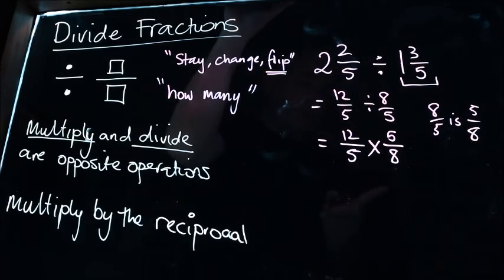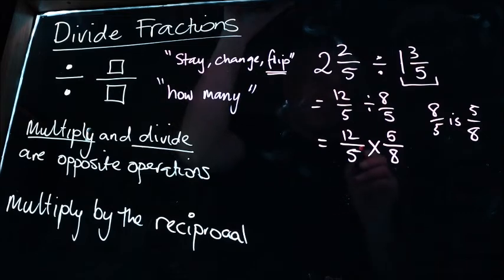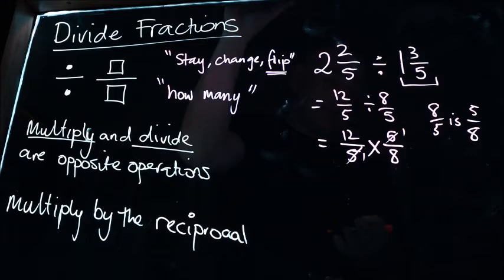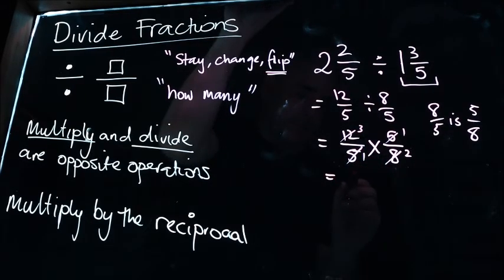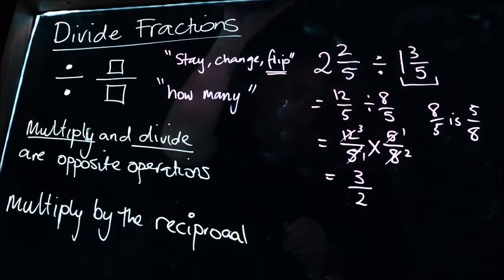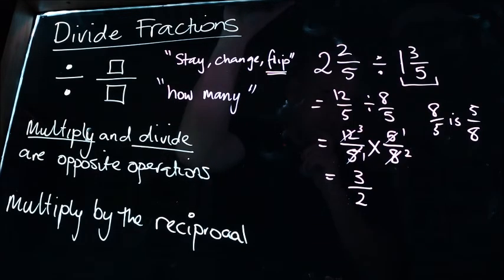Okay, so now I'm looking for ways to cancel, and I can see these 5s are going to cancel each other out. I think about this as 5 goes into 5 once. I see a common factor of 4 here, so 4 is going into 8 twice, and in here into 12 3 times. Looks a bit messy, but I can still see this is going to be 3 over 2 as my final answer. So I had no way of guessing that.